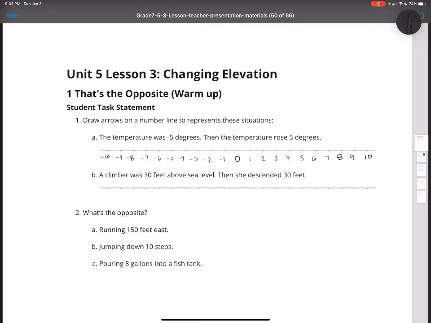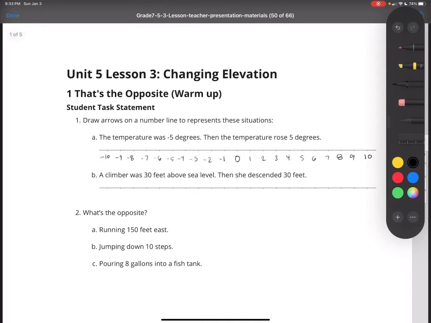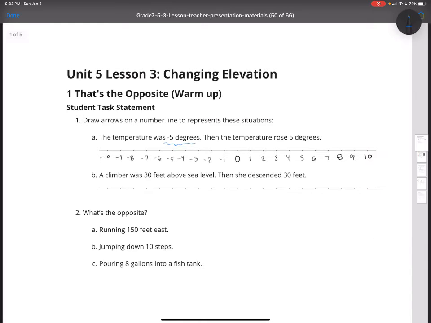Okay, so now it's saying that the temperature was negative 5 degrees outside. Since we're talking about temperature, I'm going to use blue, indicating that it's cold. It got colder. So I want to start at 0, and I'm going to count 5 units to the left. So here we go: 1, 2, 3, 4, 5.